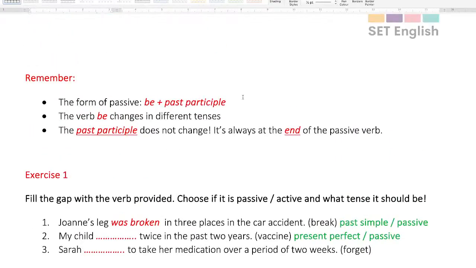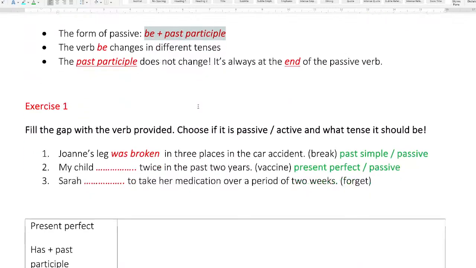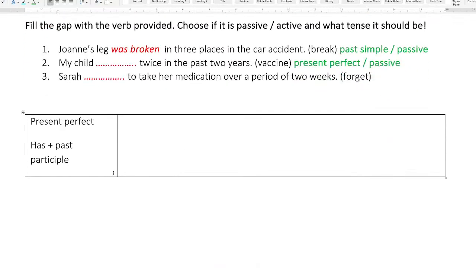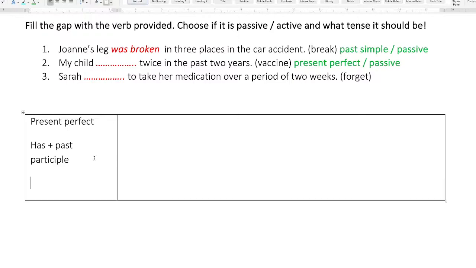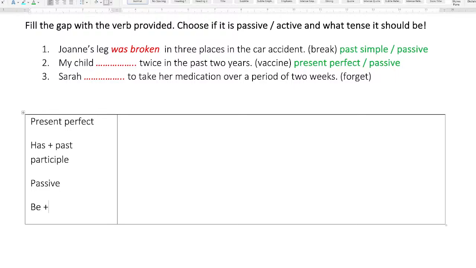But if you remember, the passive is like this. It's be plus the past participle. So we've got to combine those together. Okay? We've got to combine them. So what it has to do is it has to somehow get the has plus past participle plus the be plus past participle together.